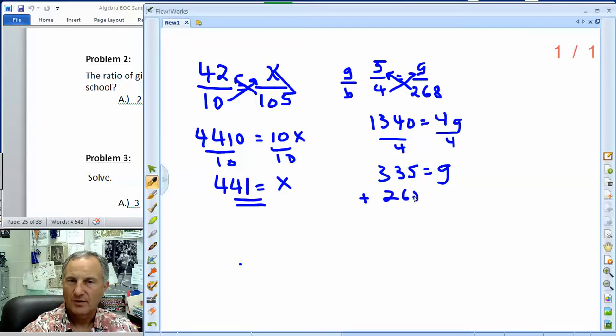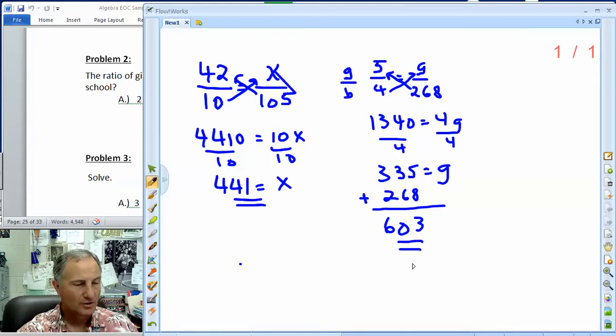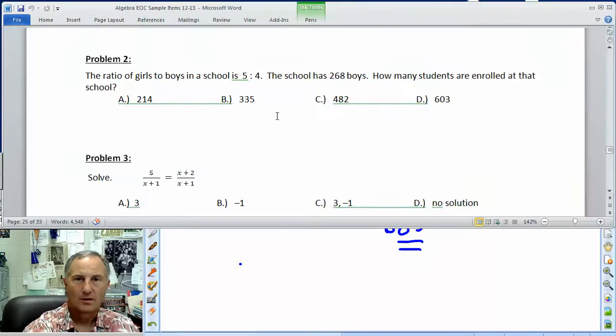Add the 268 boys that we already had. Add them up. 3, 1 to carry, 0, 1 to carry. There's 603 total students in the school. And that's choice D. Boom, there you go.